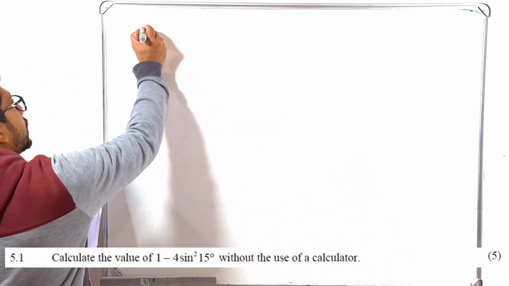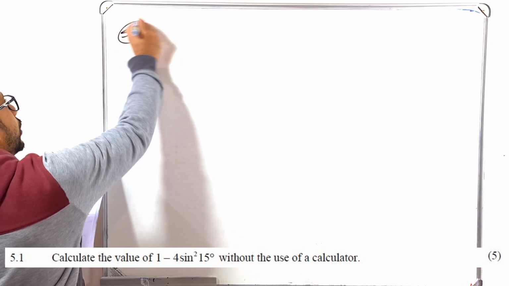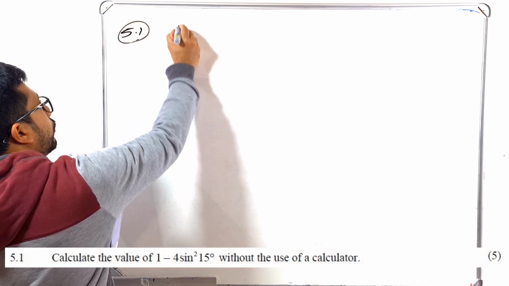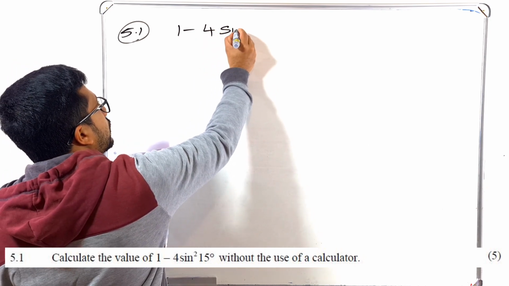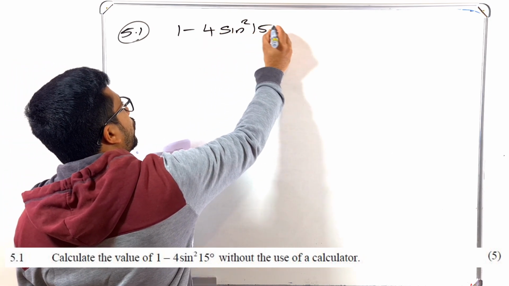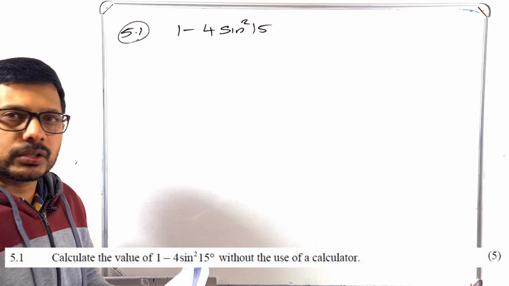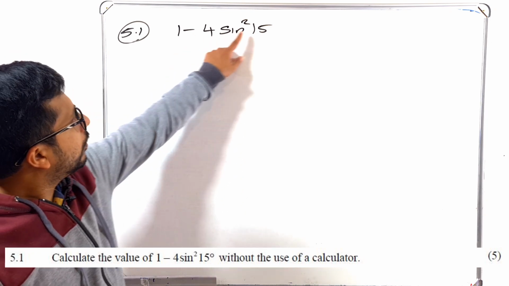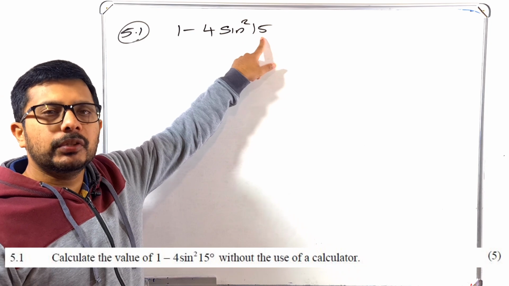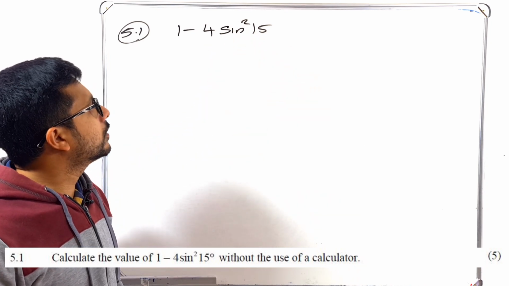Question number 5.1. Calculate the value of 1 minus 4 sine square 15. You have to find the value of 1 minus 4 sine square 15. So here sine square 15, we don't know anything about this sine square 15.